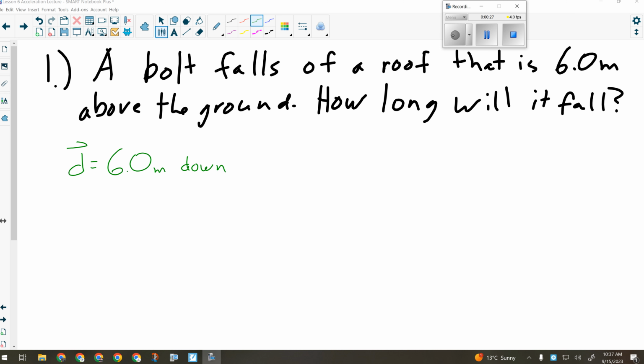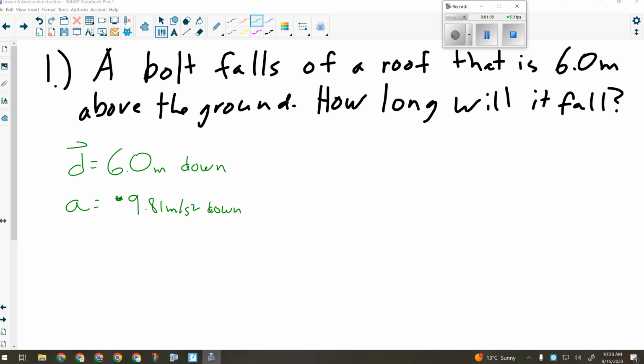Okay, what else do we know from the context of the question? Yeah, we have to assume that this is on Earth, because we don't know for certain that bolts exist anywhere else other than here. So we would say 9.81 meters per second squared down. And this time I can say down because it is straight down. They give me one other piece of information. What is it? 0.